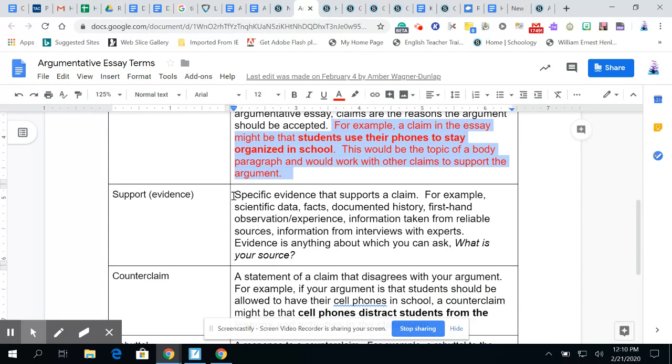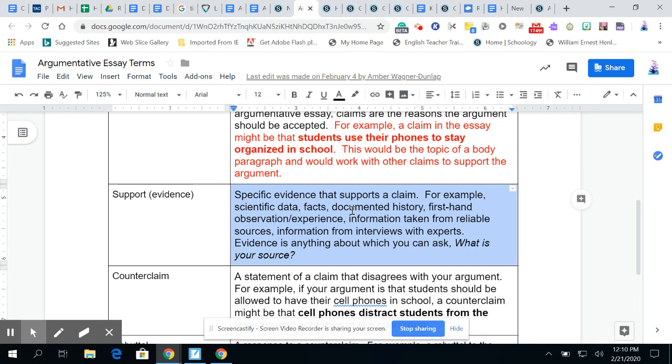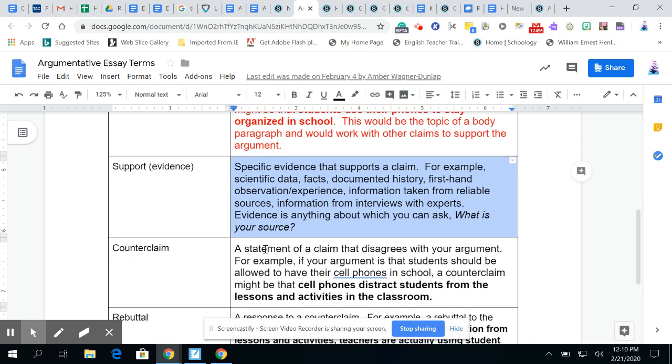Its support is my evidence. It's the evidence that I take from my sources and I put together to prove that claim to be true. So I can claim that they would help students be organized, but now I have to support that claim in order to make my audience believe it, or my reader believe it. So I'll do that a number of times with each claim, provide support.